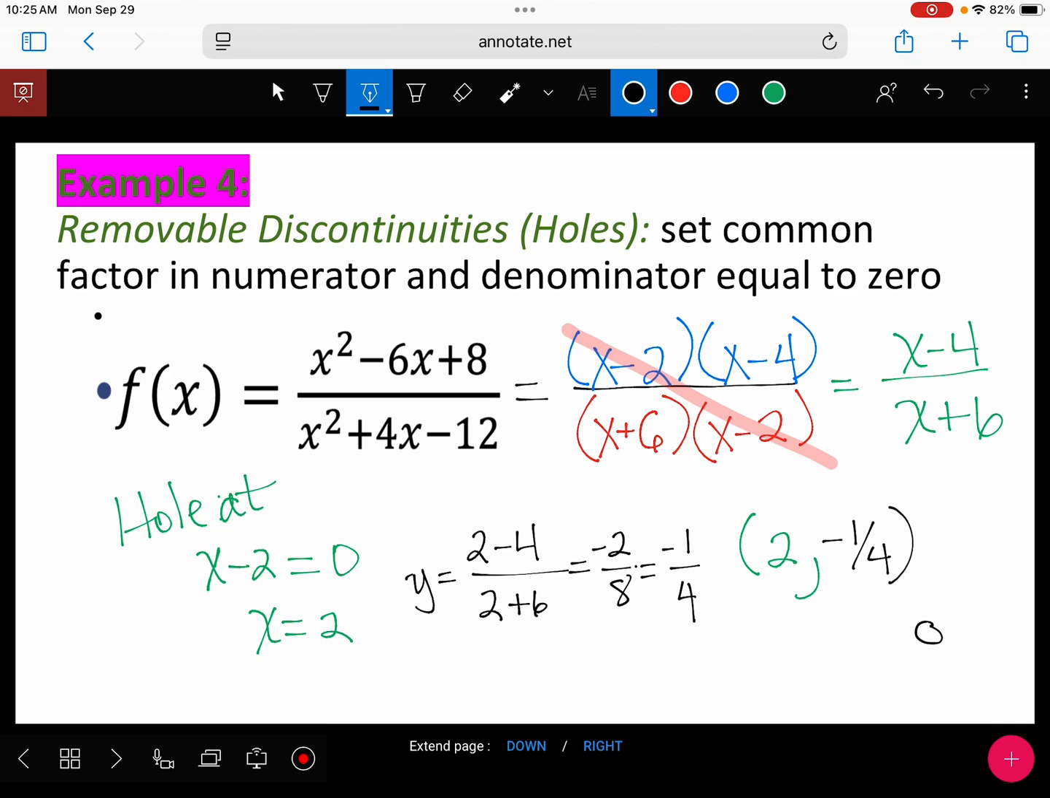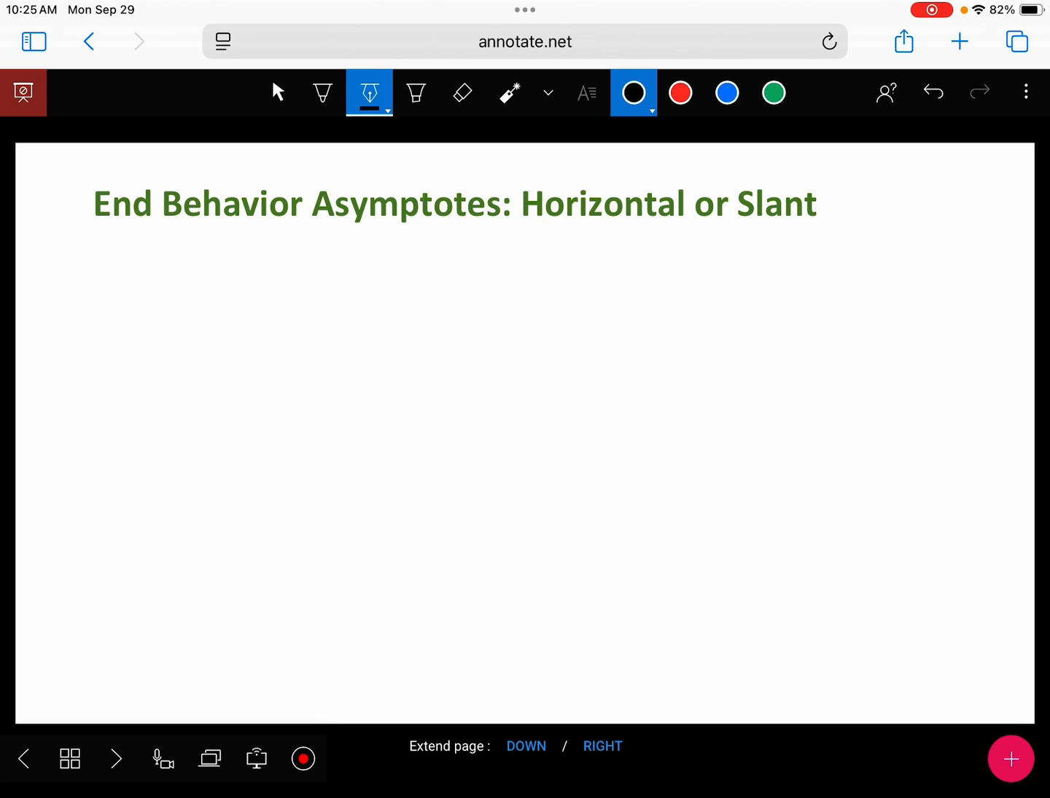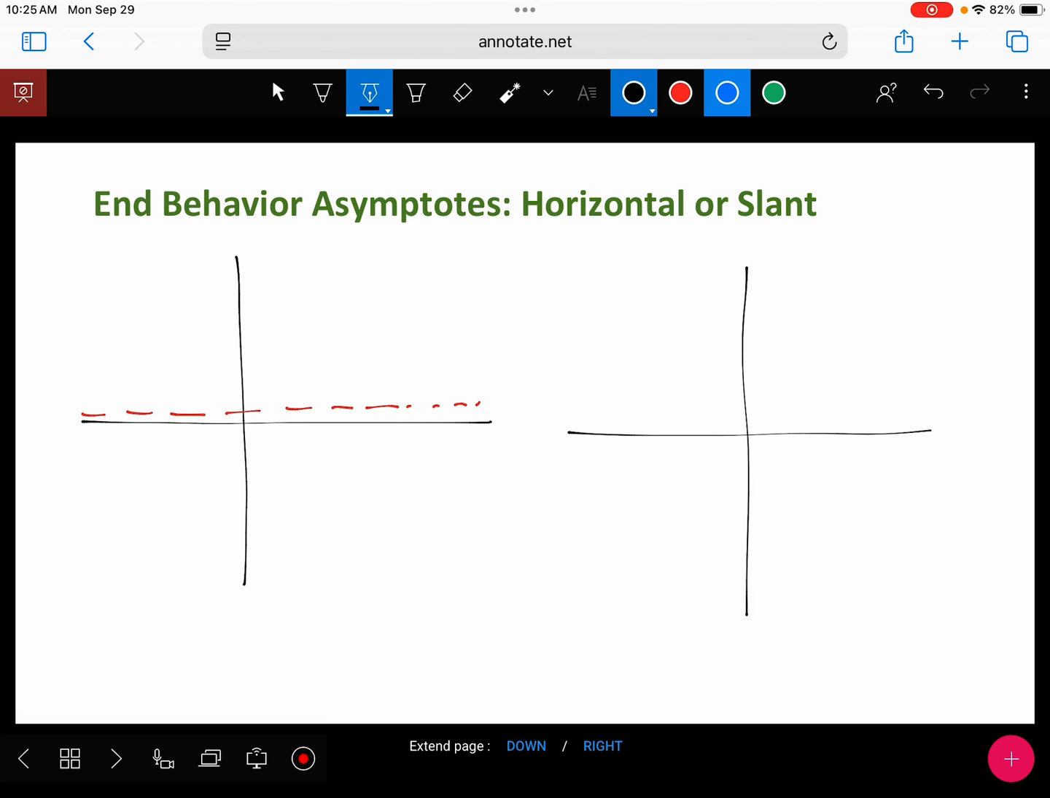All right, now let's talk about our asymptotes. So there are 3 different types of asymptotes that we can have. We can have a horizontal asymptote. We can have a slant asymptote. And the slant looks like this. Okay, so let's talk about when we know we're going to have each one.